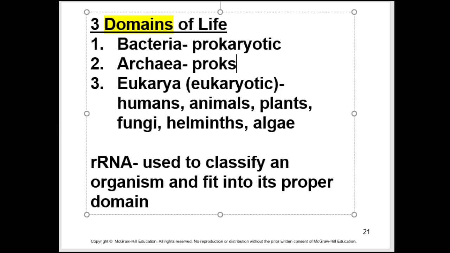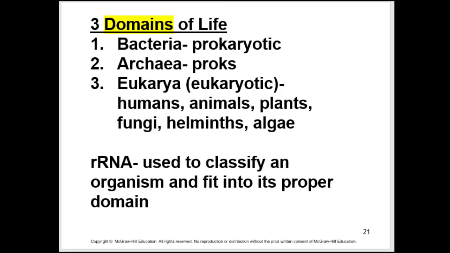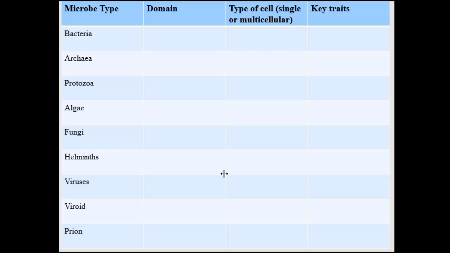Now that we know the domains of life and the three main groups of microbes, we have yet another table to fill out. I told you I love tables. This table shows you every single group of microbe, and yes, we're going to study every single one of them this semester. And we're just going to go through some basic features of each. The first microbe type is the bacteria. Remember, bacteria are in their own domain, bacteria. What type of cell do they have? They have single cells, and they are prokaryotes.